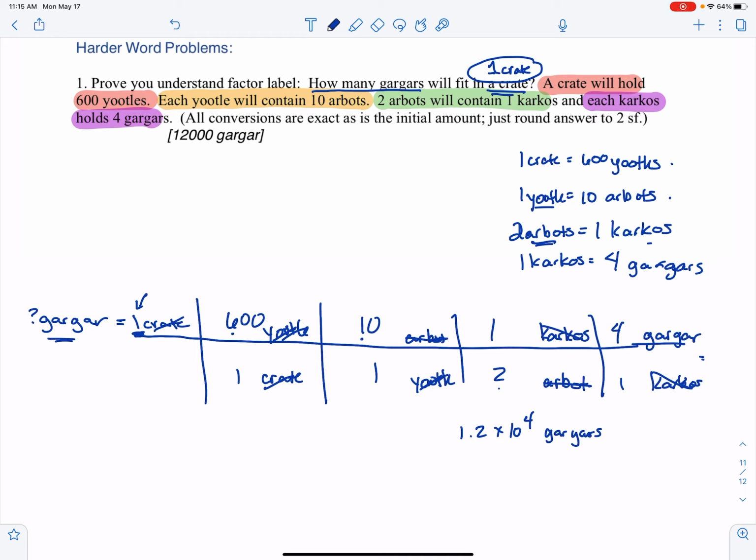So I actually just need this number. And notice that the 2 does not round up the 1. So the answer is just 1 times 10 to the 4th gargars.